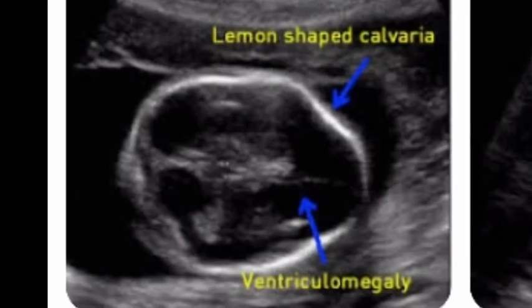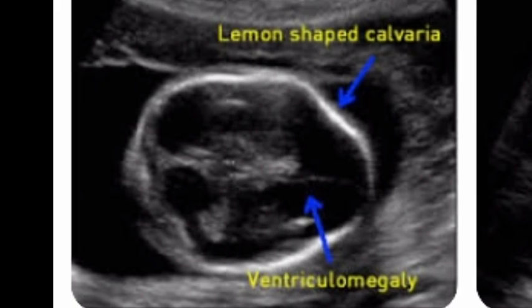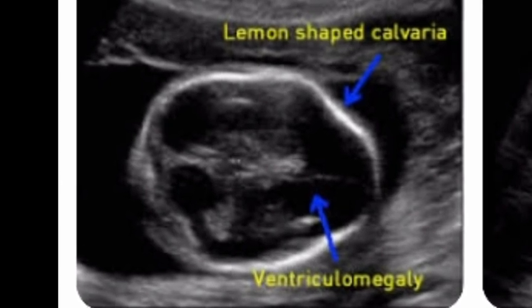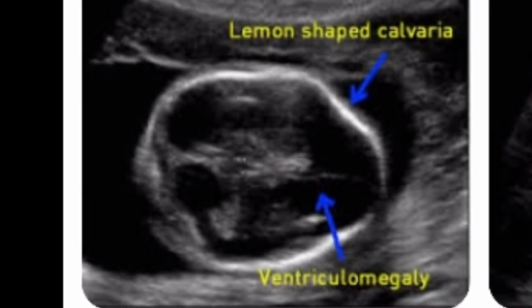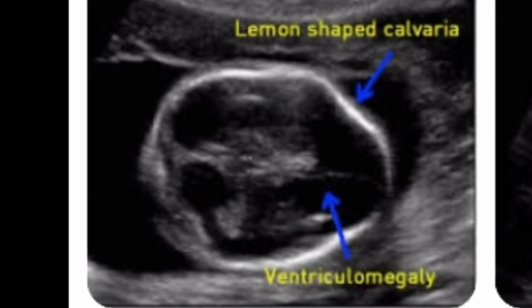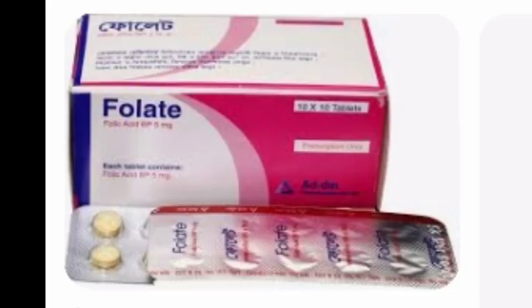A variable degree of ventricular enlargement is present in virtually all cases of open spina bifida at birth, but in only about 70% of cases in the mid-trimester.